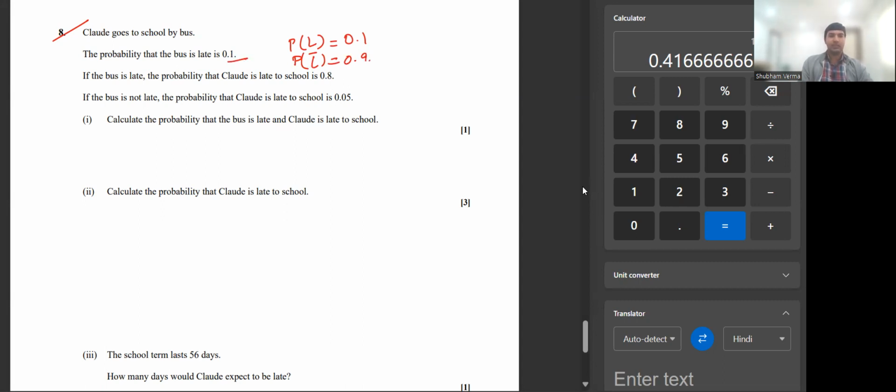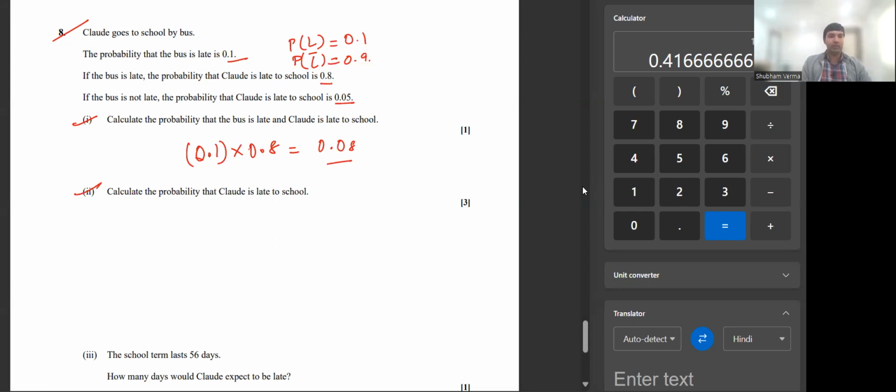Second, it says if the bus is late, the probability that Claude is late to school is 0.8. If the bus is not late, the probability that Claude is late to school is 0.05. The first question says calculate the probability that the bus is late and Claude is late to school. So bus is late probability is 0.1, and then Claude is late, so multiply by 0.8, which is nothing but 0.08. That's that.